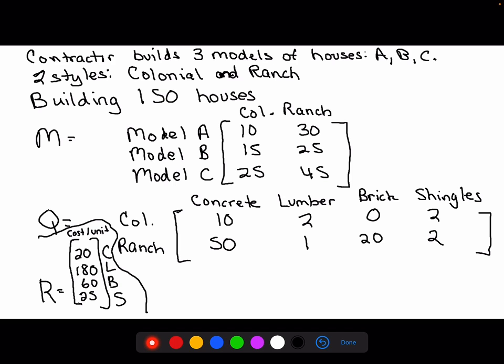So we're interested in finding out what is the total cost of materials for all houses of each model? Then how much of each of the 4 kinds of material must be ordered? What is the total cost of materials? We're going to use this information to help us define that. Okay, so for the first question, total cost of materials for all houses of each model.